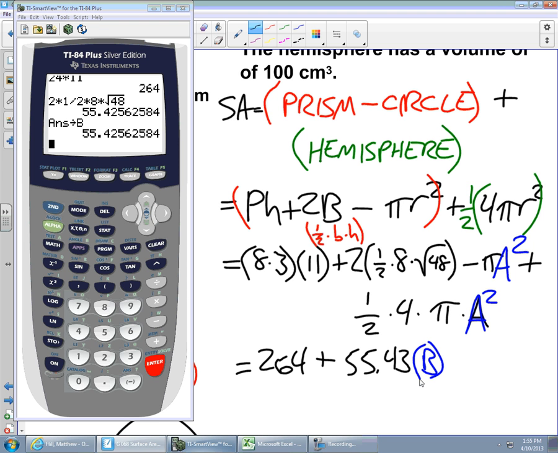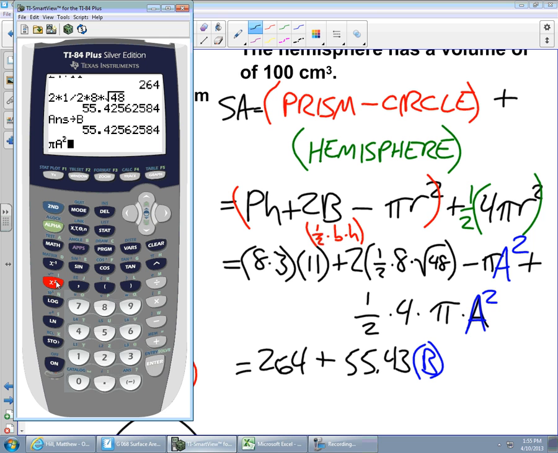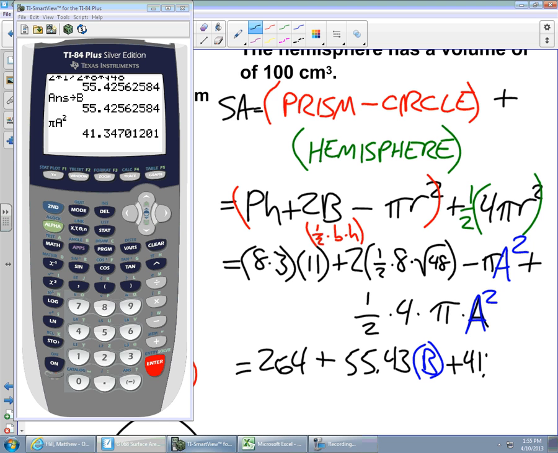What's the next term we have? Pi A squared. Okay. Pi times A squared. Okay, just like you've got it. Another big pile of decimal points. Plus 41.35. I really don't want to lose those decimal points.